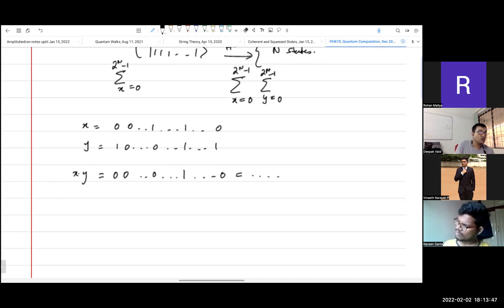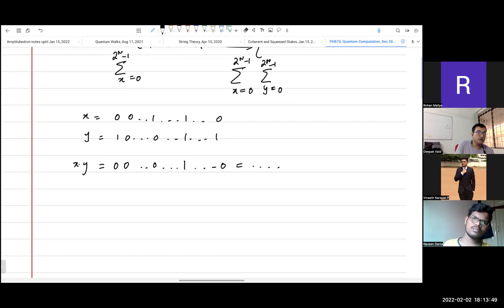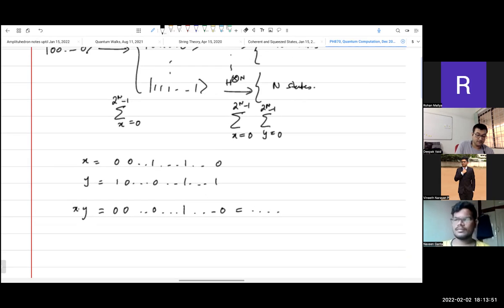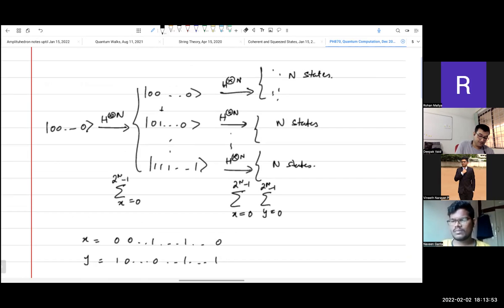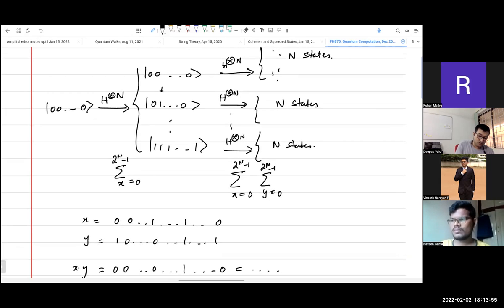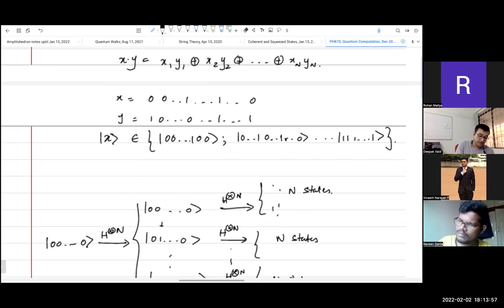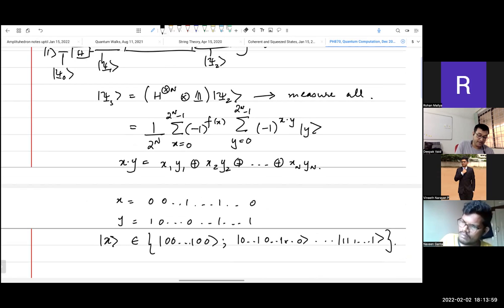So this looks like something terribly complicated. So this is your final state after you have performed the two sets of Hadamards and your ancilla with the XOR, with the f of x and everything.